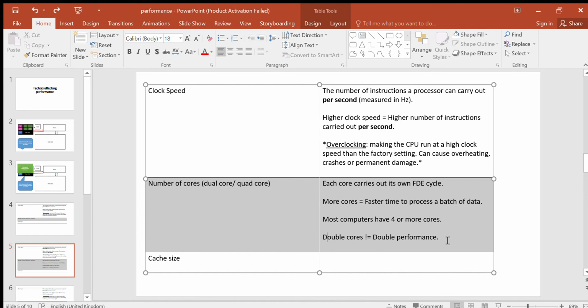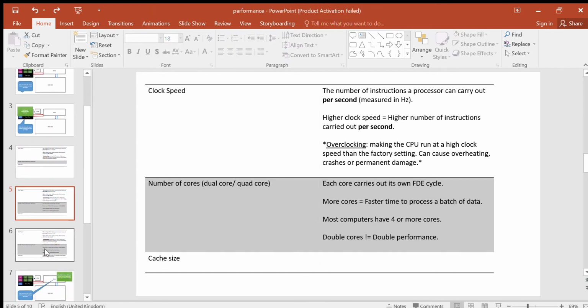If you had 800 numbers that you wanted to add together, that would split perfectly into 4. Each processor could do 200 numbers and you could put them all back together. But in reality, very few tasks work out like that. Increasing the number of cores does increase the amount of tasks you can do at once, but not to that kind of level. And then I think we've said everything there is to say about cache.